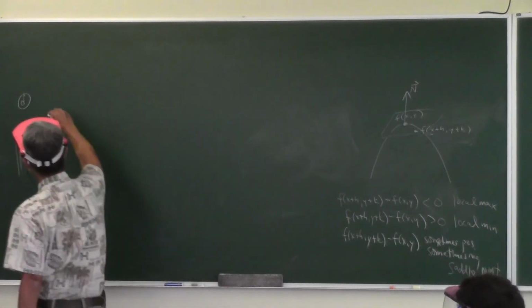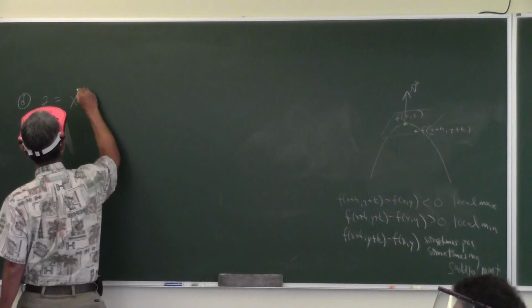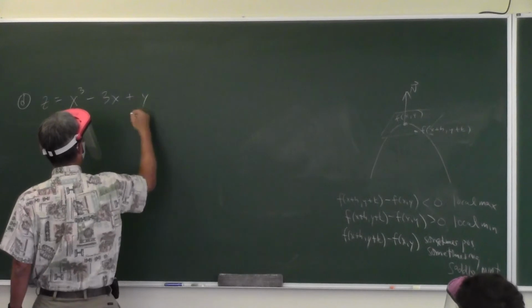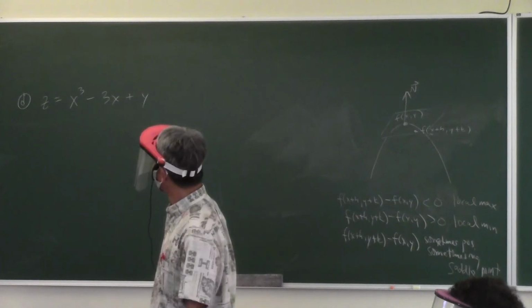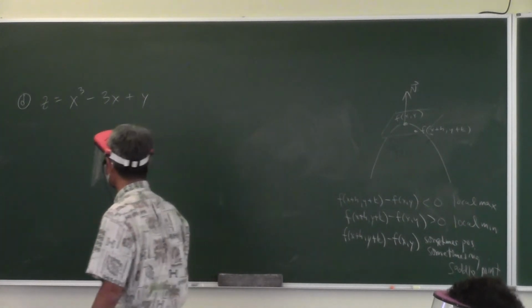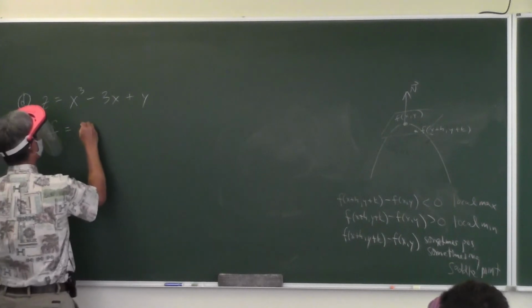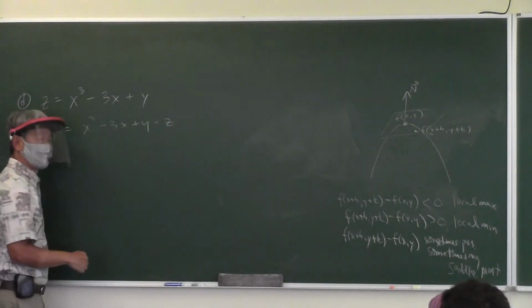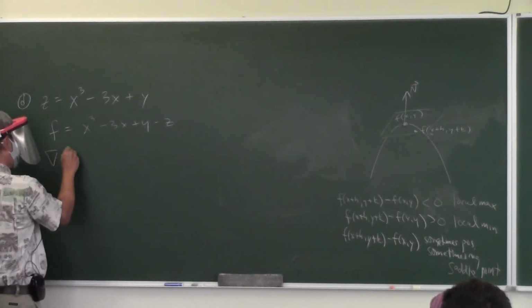So we got z is equal to x cubed. Can somebody read it to me? Minus 3x plus y. Plus y. Got it right there? Yes. Okay, so how do we compute the gradient? Normally, we go f equals x cubed minus 3x plus y minus z, right? But if you think about it, we're not even looking at the z component anyway, but that's okay, we'll just do it. So what's the gradient?